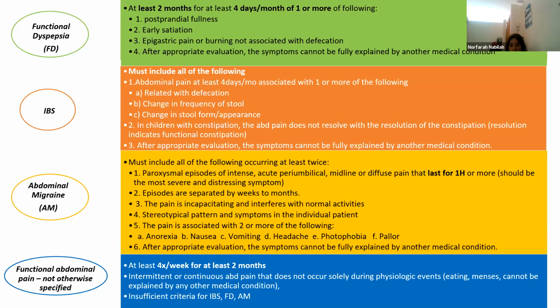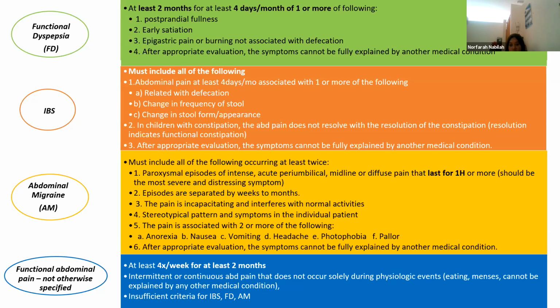In the first criterion, paroxysmal episodes of intense acute periumbilical, midline or diffuse pain that lasts for 1 hour or more. The second, episodes are separated by weeks to months. The third, the pain is incapacitating and interferes with normal activities.